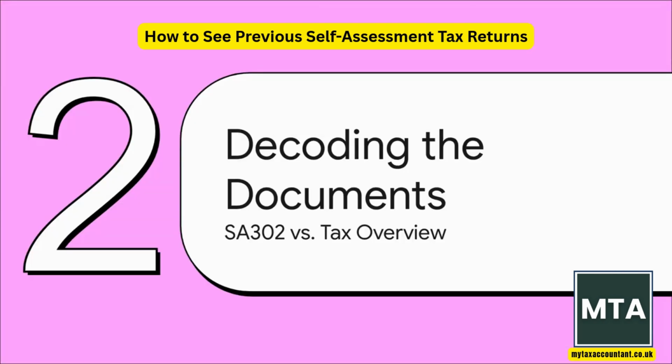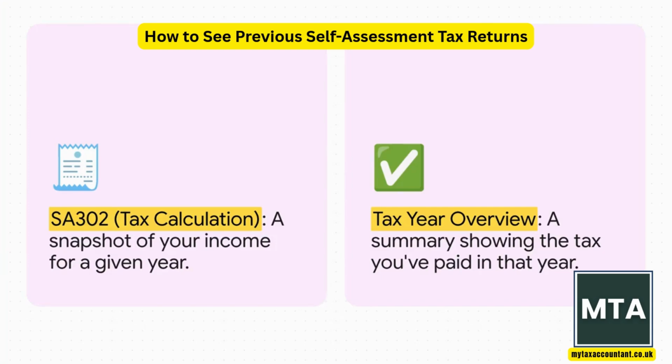Okay, so once you manage to log into the HMRC portal, you're going to see a couple of different document names flying around. It can be a bit confusing, so let's break down the two most important ones you'll need. Here's the main thing you need to get your head around. Think of the SA 302 as your tax calculation. It's the detailed breakdown of everything you earned. The tax year overview, on the other hand, shows the tax you actually paid on that income. Now, this is the crucial part. Lenders will almost always ask for both documents, and they expect the numbers to match up perfectly.